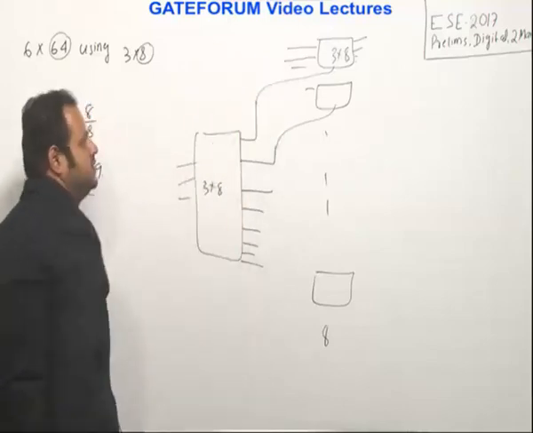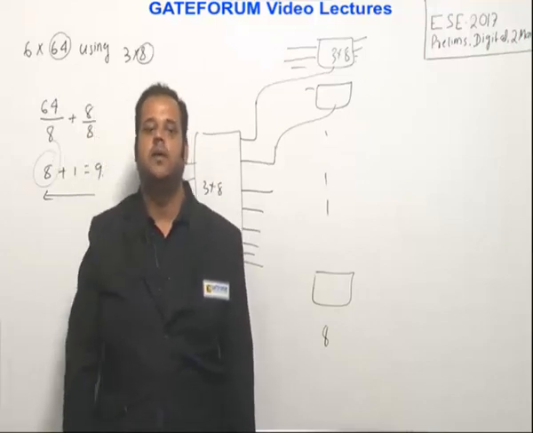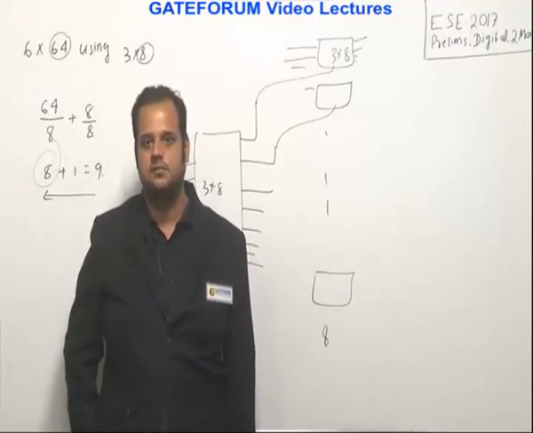So 3 plus 3 is 6. That becomes 6 cross 64. So the answer is 9 number of decoders are needed, which is given option C. So C is the right answer for this.